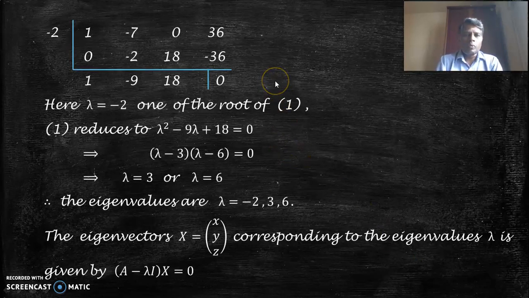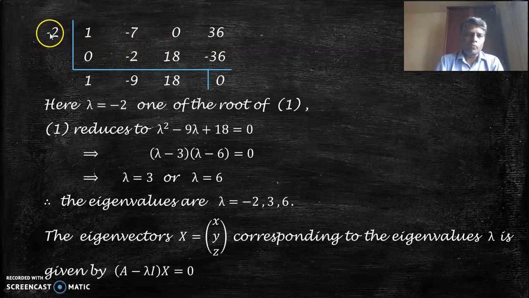Now we find out the values for lambda. For that purpose we write the synthetic division. This is called the synthetic division: 1, minus 7, 0, 36. These are the coefficients of the characteristic equation.